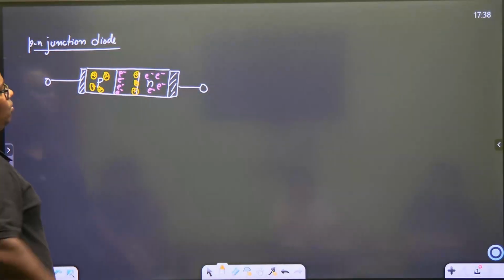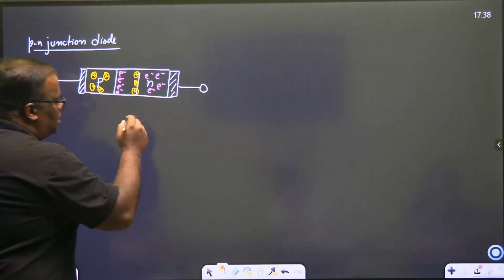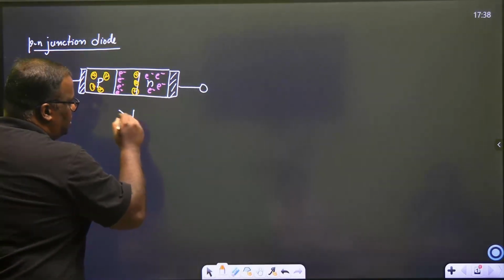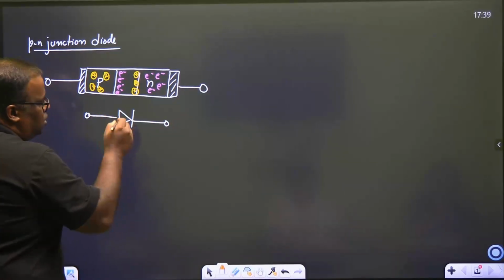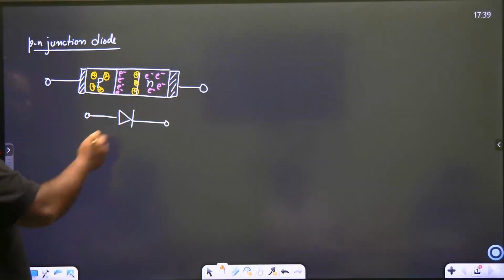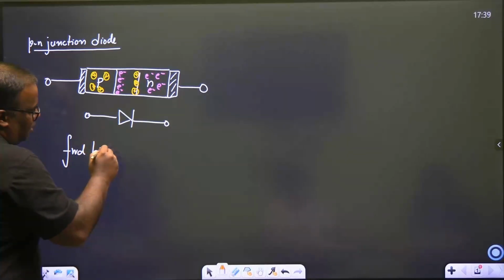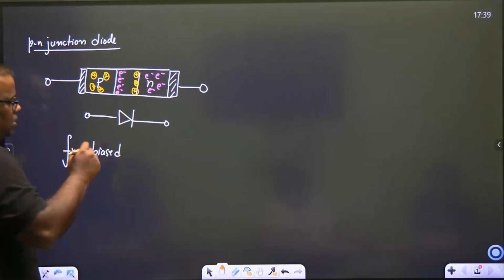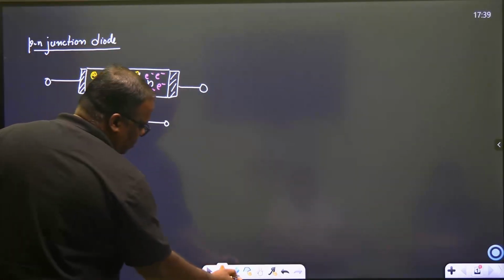Now, the PN junction diode is represented in this manner. This is the symbol for a diode, and this is your P, this is your N. There are two ways of connecting this diode. The first one is known as the forward biased method. Forward biased means connect the diode in such a manner that the exact terminal is connected to the exact battery terminal.